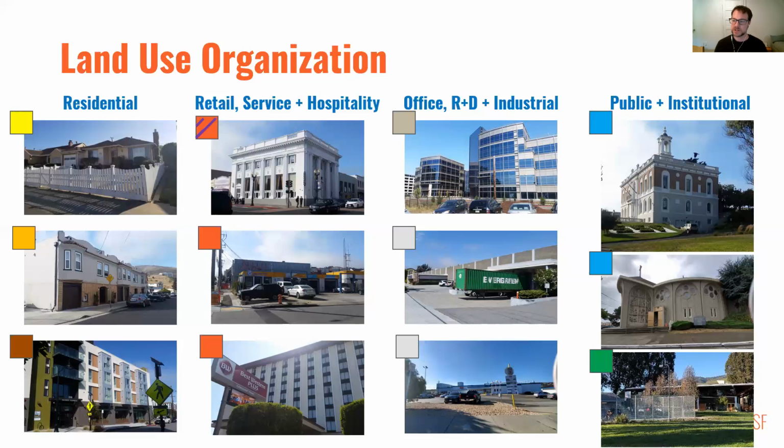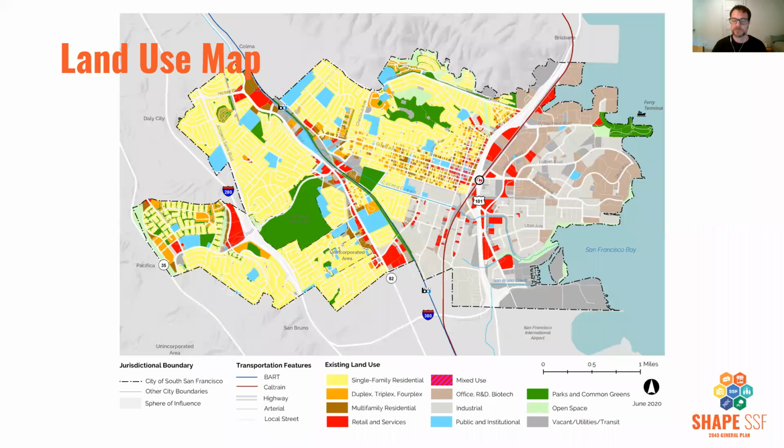Once we've organized these land uses by these different types, we take the time to map them out within the city. This shows the existing distribution of land uses across the city. Residential uses are shown in the yellows, oranges, and dark browns. Retail and services are shown in the red, with mixed use showing red with a hatch. Office, R&D, and biotech are shown with those light brown colors. Industrial is shown with a light gray. Public and institutional uses are shown in blue, and parks and open space are shown in green.